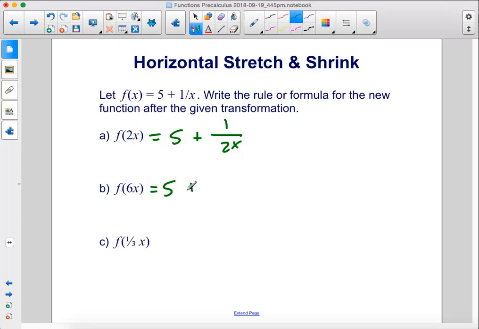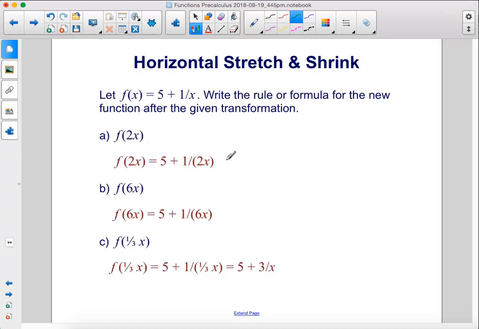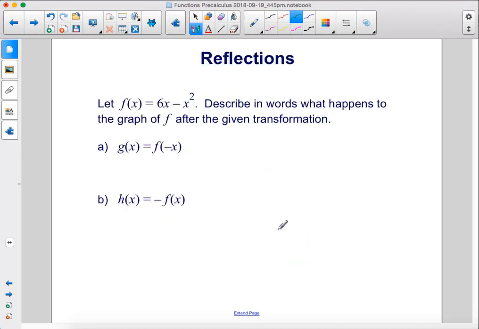Here, that gives us 5 plus 1 over 6x. And here, that's 5 plus 1 over 1/3 x. But you could also simplify this to 5 plus 3 over x. And there we go.